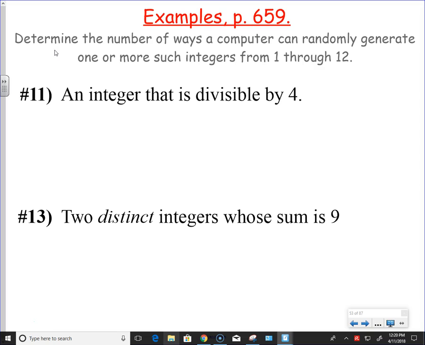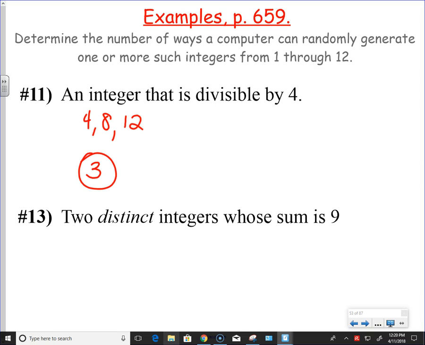Not the probability, but what are the number of ways, or how many ways can a computer spit out an integer divisible by 4? Tell me which numbers are divisible by 4 in that range. 4, 8, and 12. So how many integers? 3. How many ways can a computer spit out 3? Now, what would be the odds, or the probability? That's section 9.7, but you would say there are 3 that fit that condition out of 12 total possible. So your probability would be 25%. But for right now, we're just saying there are 3 ways that happens.